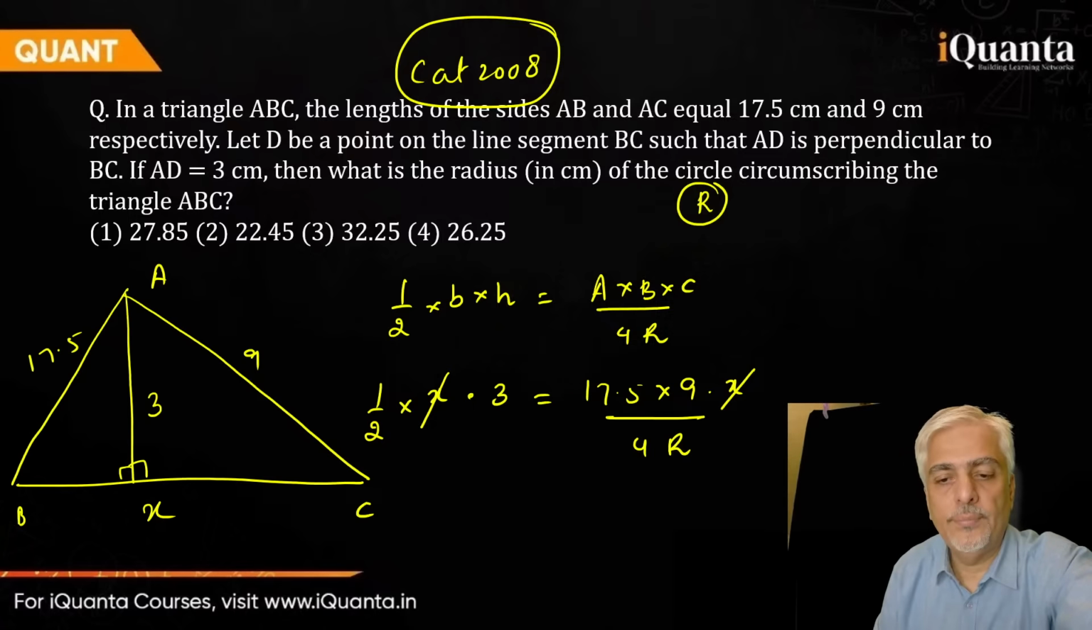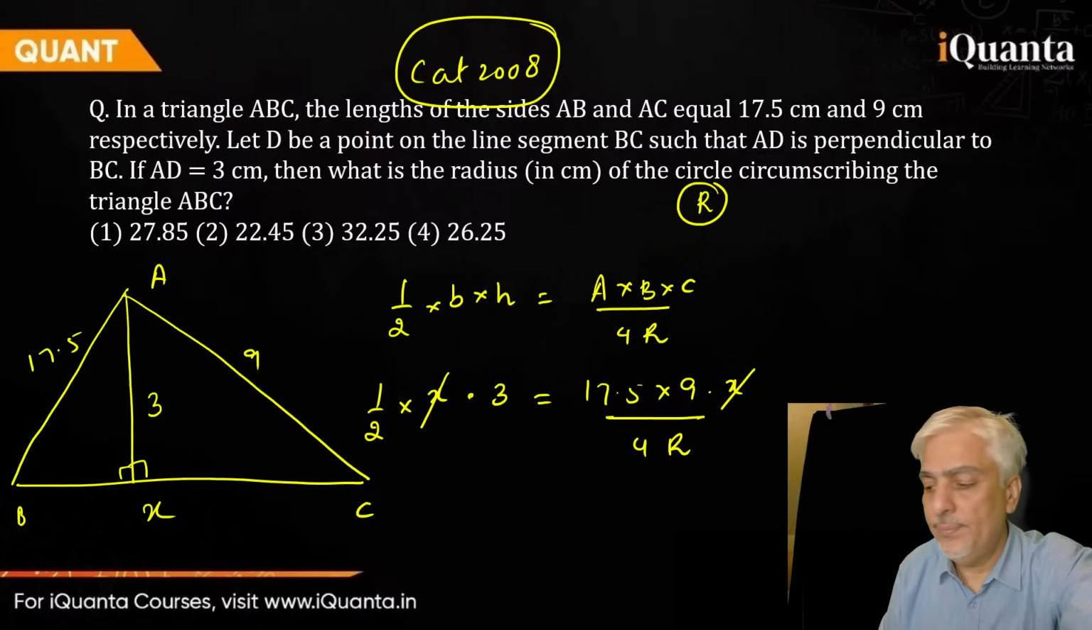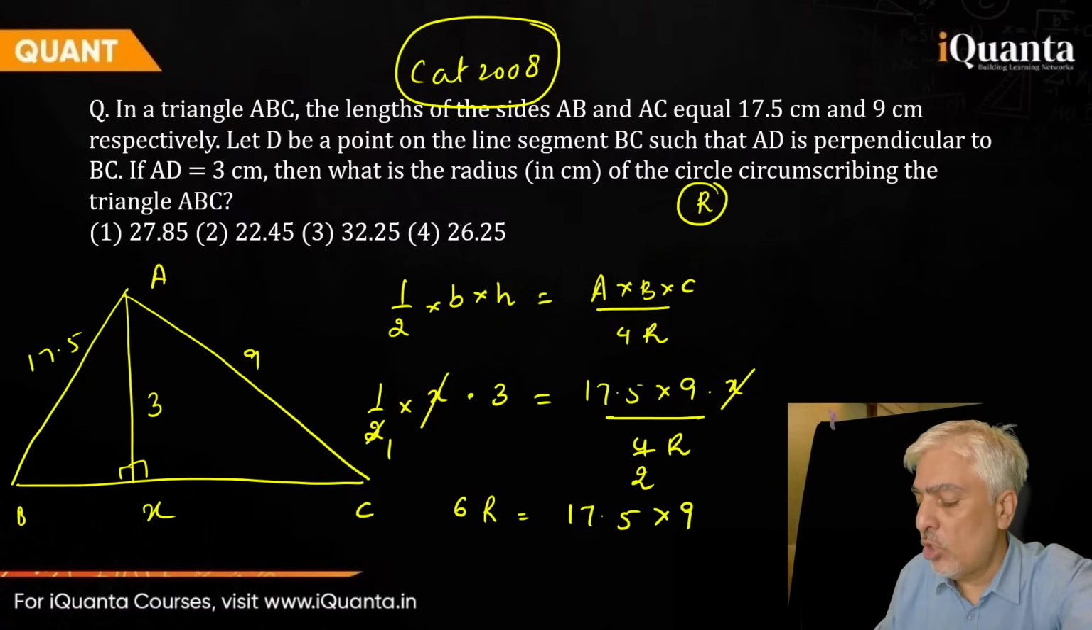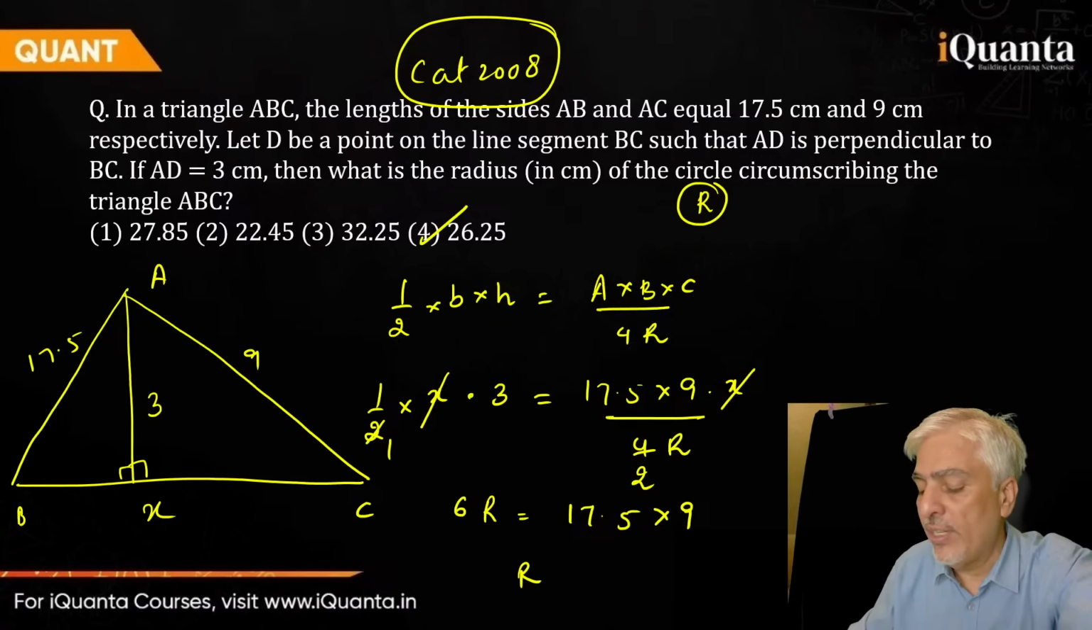Okay. Let's continue. What will we get? So this cuts out, two ones are, two twos are cut out. So we get 6r is equal to 17.5 into 9. And you solve that out, you get 26.25.